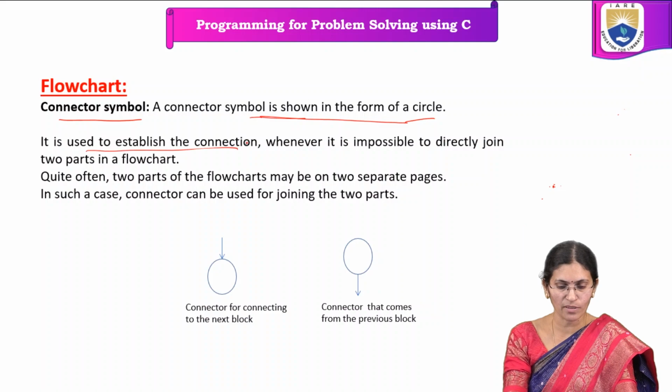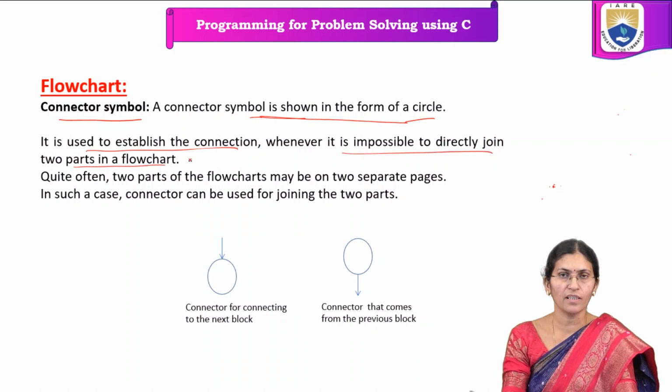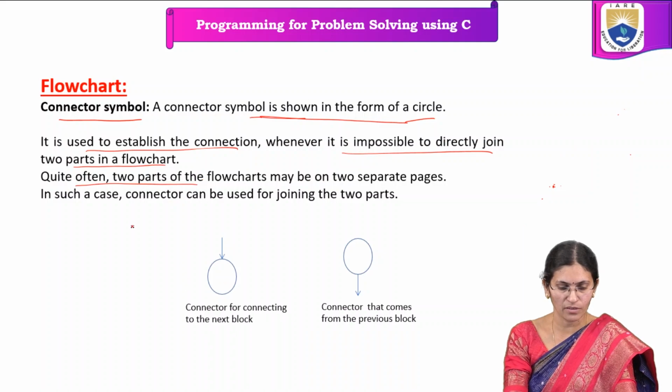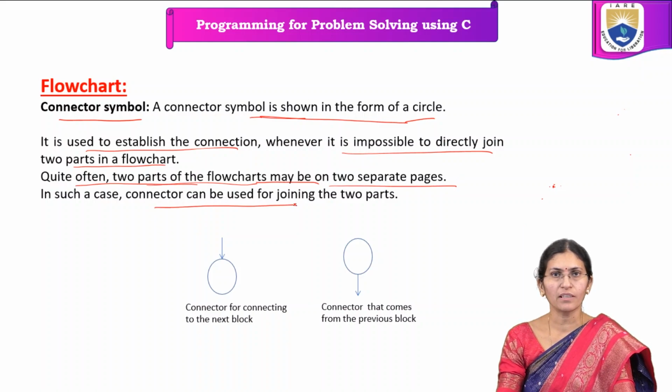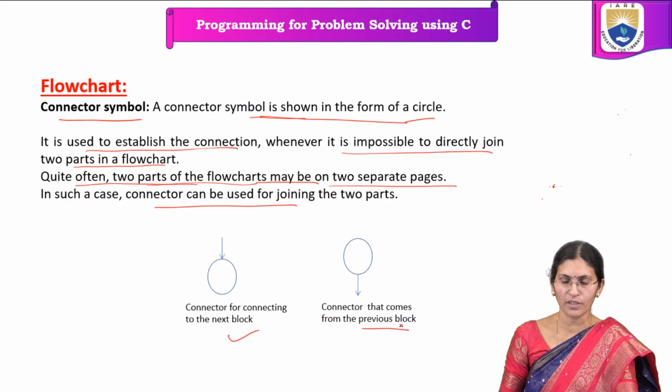It is used to establish the connection whenever it is impossible to directly join two parts in a flowchart. Whenever the flowchart is very big and does not fit on one page, you can connect those two flowcharts by using this connector symbol. Quite often two parts of the flowchart may be on two separate pages, and in such a case, we use the connector for joining the two parts. As you can see here, this is the connector for connecting to the next block, and this is the connector that comes from the previous block.